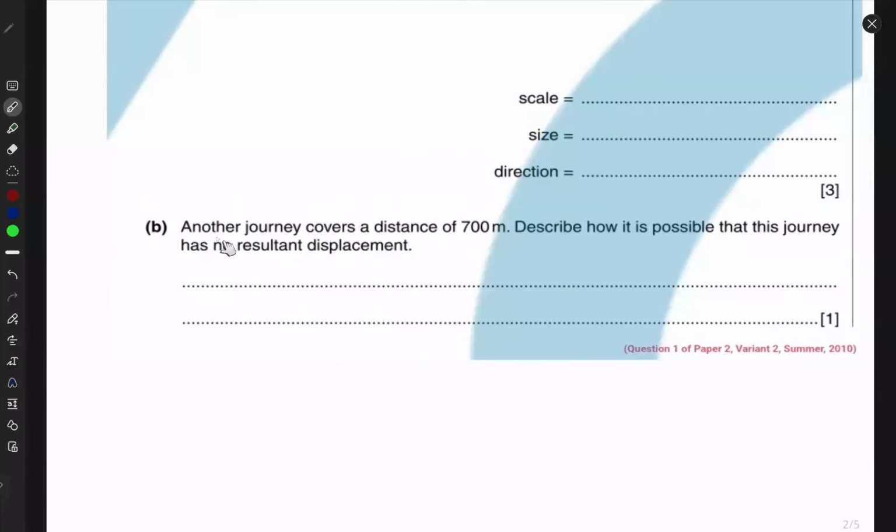And it says that another journey covers a distance of 700 meters. Describe how it is possible that this journey has no resultant displacement. So you have a journey where you're covering a distance. Is it possible that this journey will have zero displacement? Anyone from the class? It's just a one mark question, really. They are traveling in a straight line.